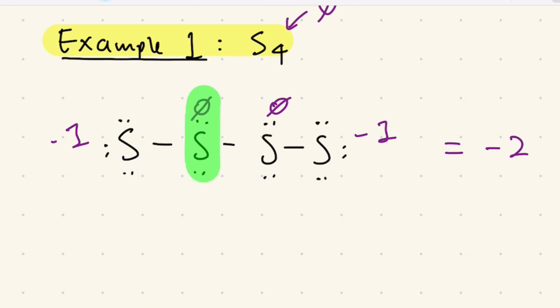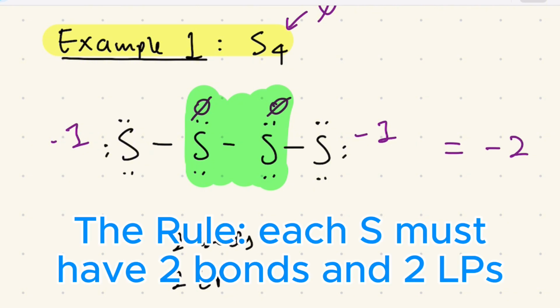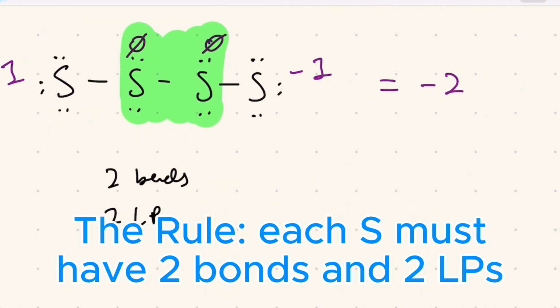We see it in these two guys, right? When sulfur has 2 bonds and 2 lone pairs, its formal charge will be 0. So all we have to do is construct a structure where each sulfur has 2 bonds and 2 lone pairs. So let's see what that looks like.